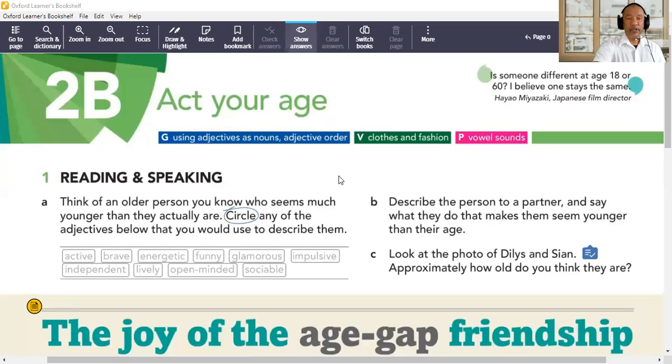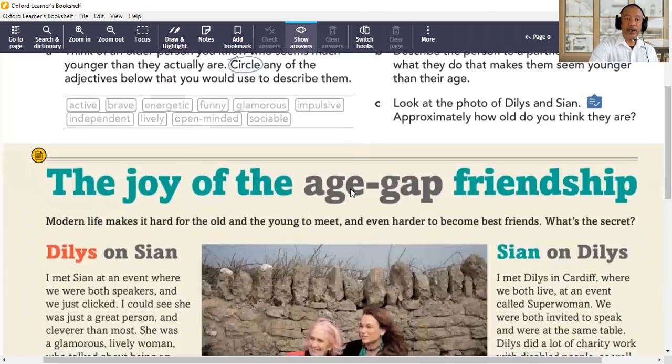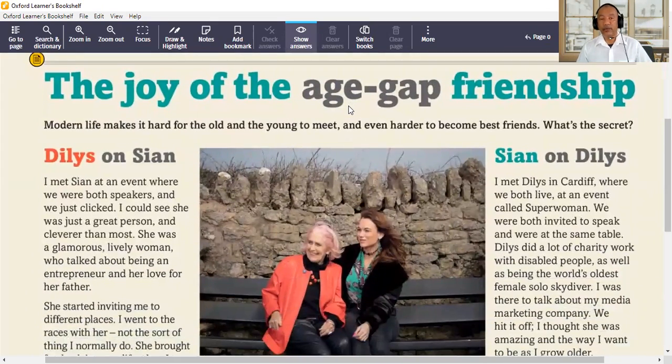Let's have this class about unit 2B, to be or not to be. In this one, we talk about age gap, age difference, and how people see it, how people manage this kind of stuff, which is quite hard, right? Act your age. Some people say you should be your age. Some people say you should be what you want to be, what you like to be, what makes you feel good. But that's it.